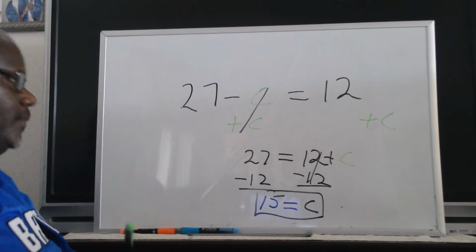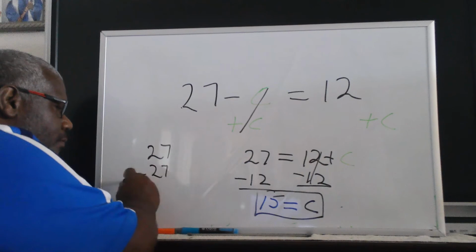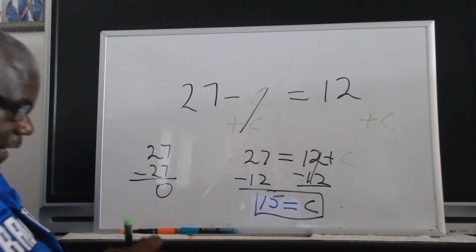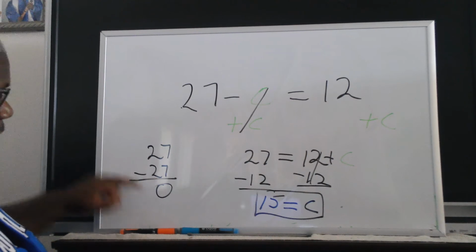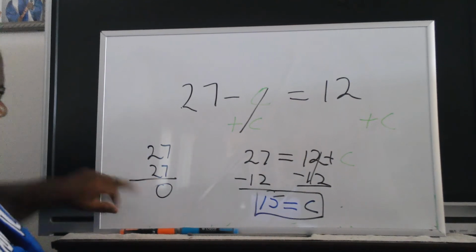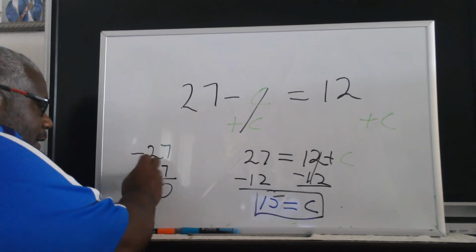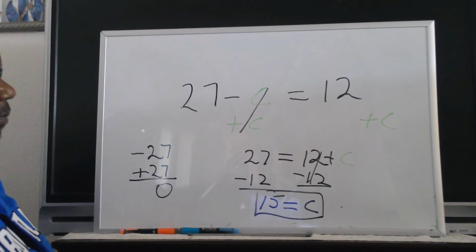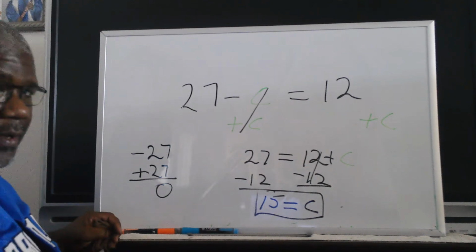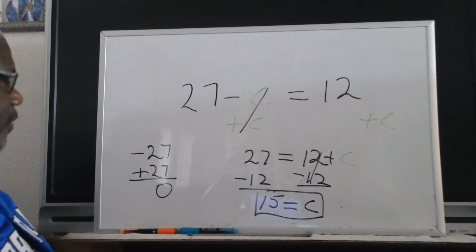Okay? Anytime you have a number and you subtract that number from itself, it's 0. Anytime you have a negative number and you add the positive side of it, it equals 0. Remember that. That's important. That's called the additive identity property, or the property of 0.